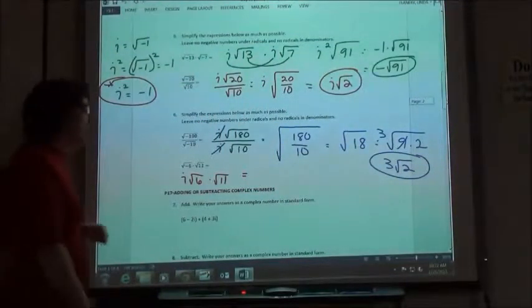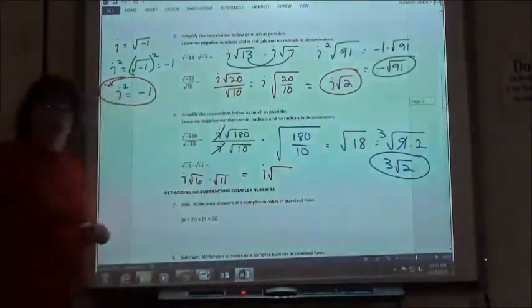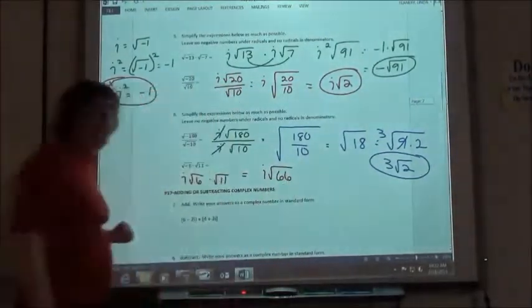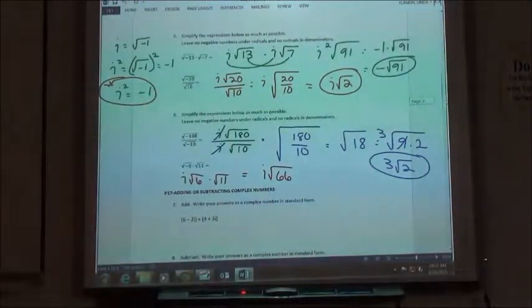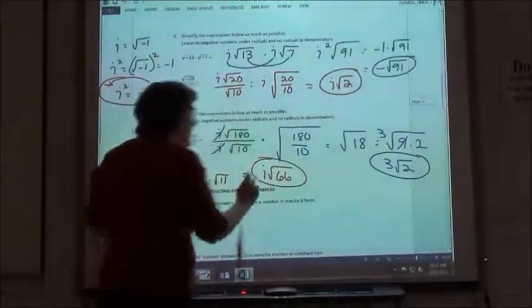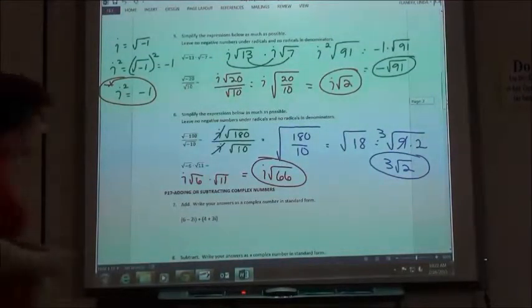So when I multiply those, I'm going to get I square root of 6 times 11, 66. 66 doesn't have any factors that are perfect squares. I can divide 6 in there, but 6 is not a perfect square, so I'm done. That's all I can do with that one. Let's make it I square root of 66. I like these ones. All right. Well, you'll like these next ones even better.